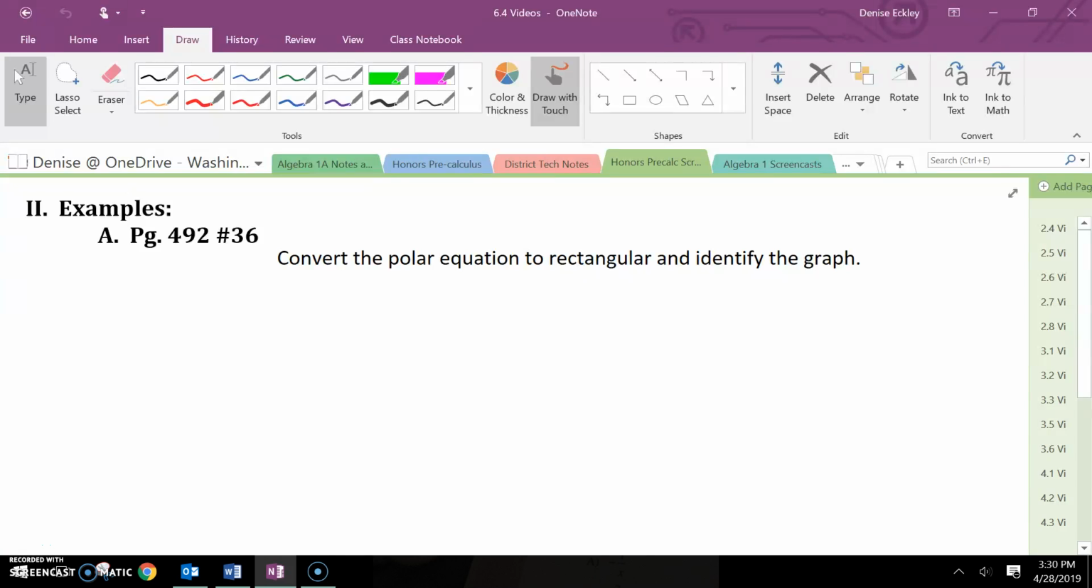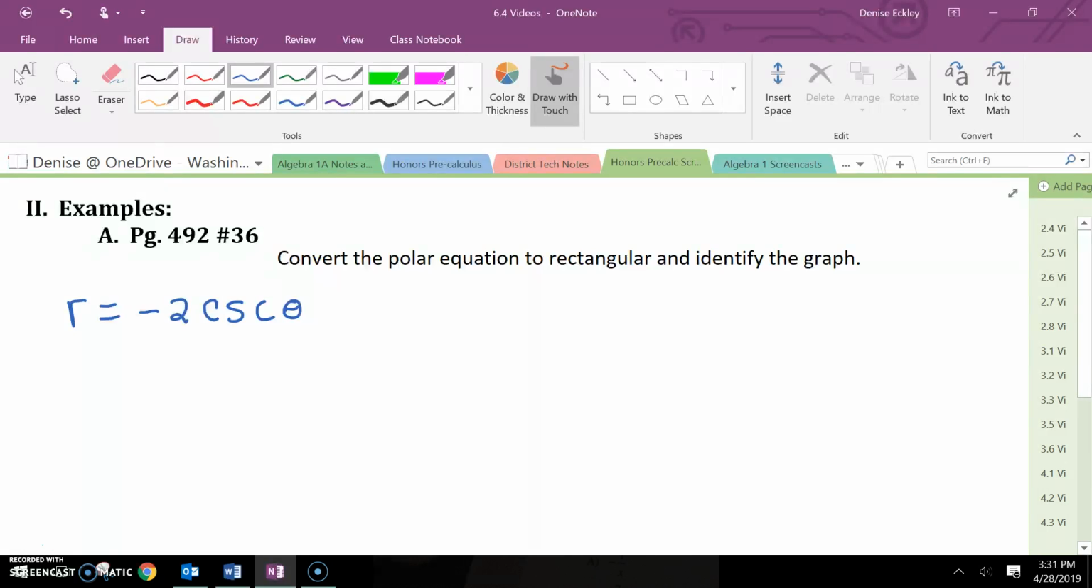Page 492, number 36. We're asked to convert the polar equation to a rectangular form and identify the graph. And the equation that is given is r equals -2 cosecant theta. And hopefully after working with these a bit, you'll start to recognize some of these common equations, and you won't have to do the conversions to recognize them.